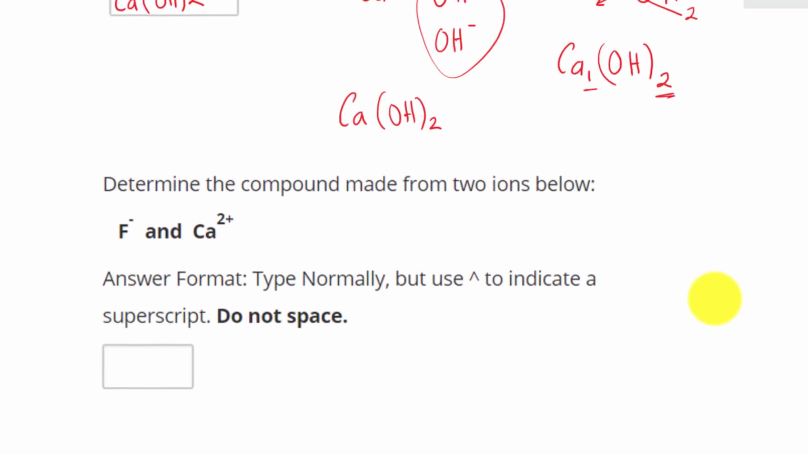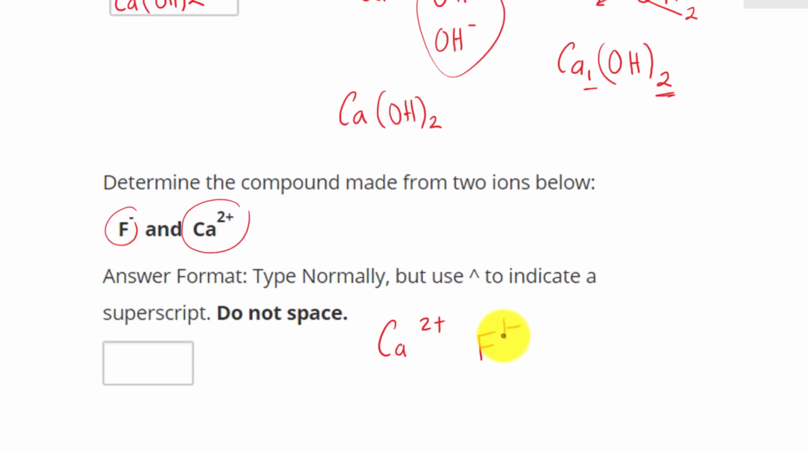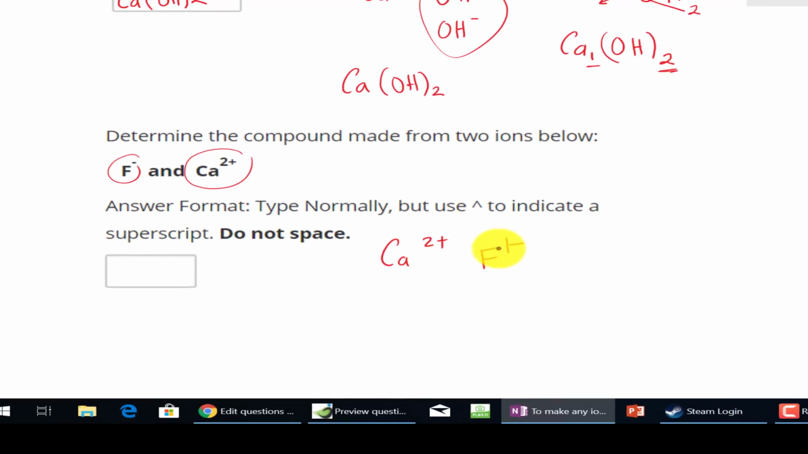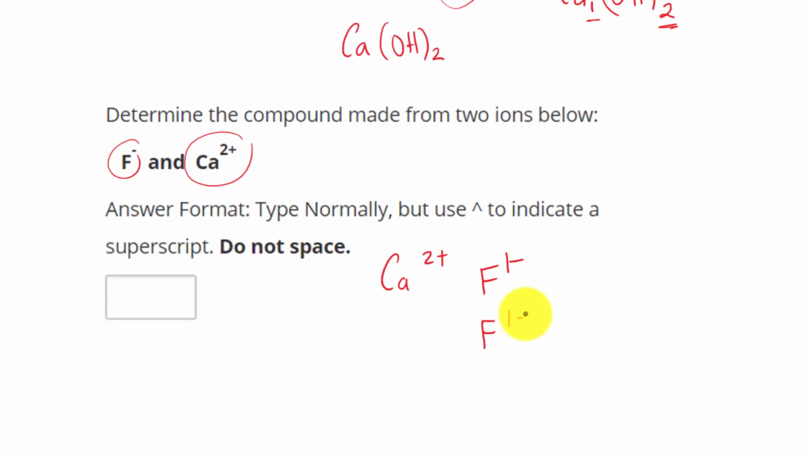Let's try another one. In this case, the same process, we have fluoride ions and we have calcium ions. Are they in the same order? No. Positive always first. So remember, positive first followed by negative. So let's rewrite this. We have calcium 2+ and we have fluoride 1-. If this is 2+ and this is 1-, how many more minus do I need? Well, of course, I need another minus. And that would give me 2- total. So we have CaF2.